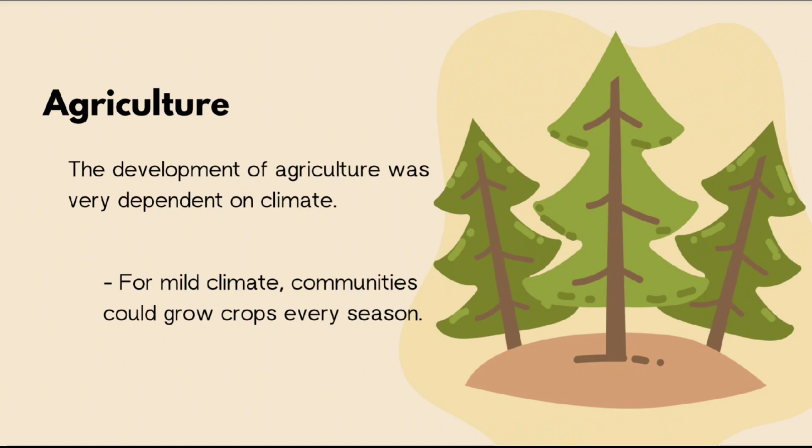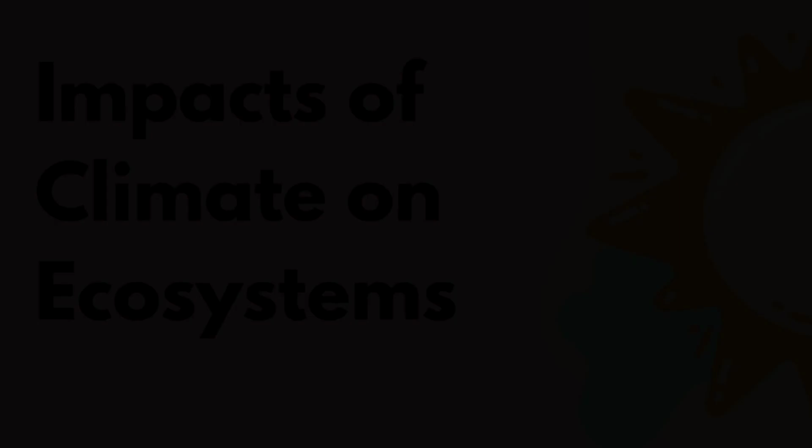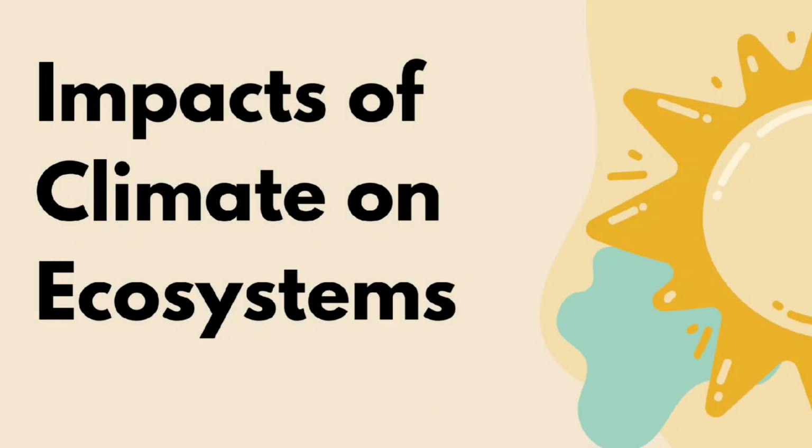The development of agriculture was also very dependent on climate. Countries like India, where the climate was mild, communities could grow crops every season and experiment with different types of crops, livestock, and farming techniques. Today, farmers are still in tune with the climate. They plant certain crops according to the expected amount of rainfall and the length of the growing season. When the weather does not follow the typical climate pattern, it can mean hard times for farmers and higher food costs for consumers.